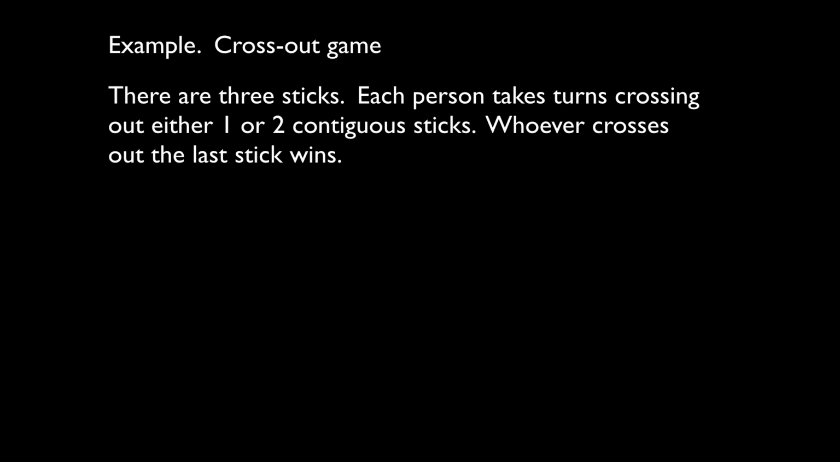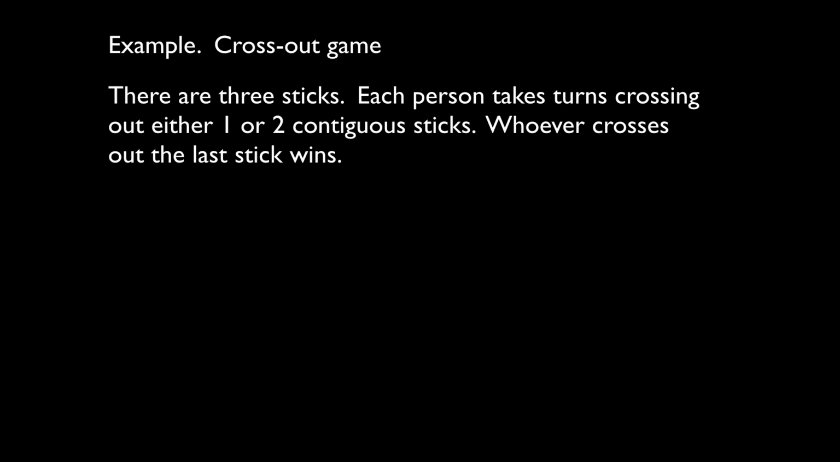You cross out the middle stick. So I'm thinking, what should I do? Well, I can't cross out both because they're not contiguous, right? So therefore I cross out this one, and then what do you do? You cross out the last one, you win. Does that make sense? So in this game, is there a clear winning move for the first player?